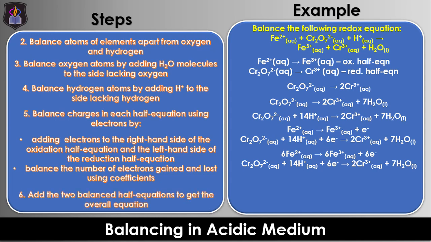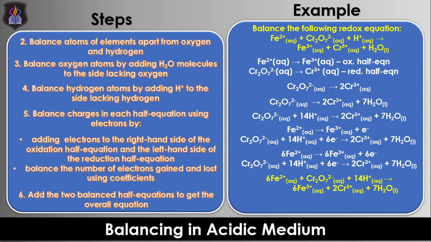The last step is the same as balancing in neutral medium, which involves adding the 2 balanced half equations and netting off any species that appears on both sides to get the overall equation. So on adding the 2 balanced half equations, 6 electrons appear on both sides of the equation and are netted off to obtain the overall balanced equation.